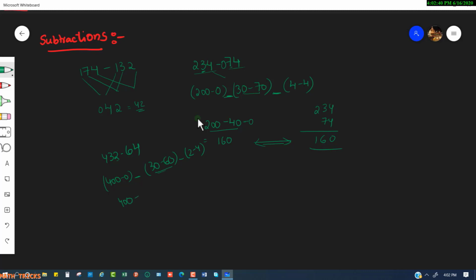This gives you fast calculation because everything is round figured. Everything is rounded off numbers, so that your calculation becomes fast here. So 30 minus 60 is minus 30, and 2 minus 4 is 4. This is not a minus, this is a space here. Okay, don't get confused. 400 minus 30, how much? You can write 400 minus 34 as well. So 400 minus 30, you can do that.